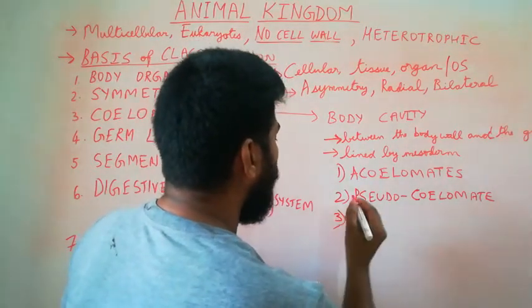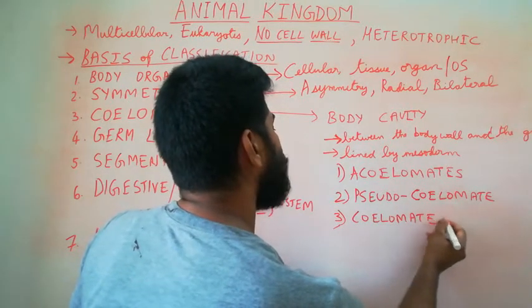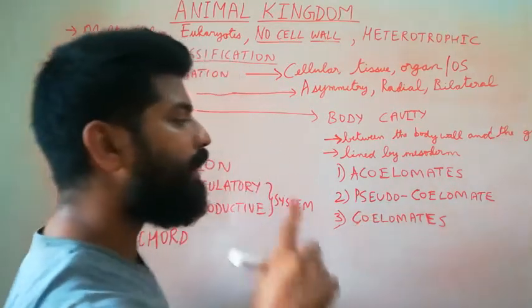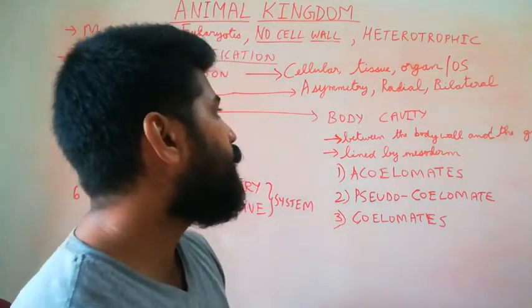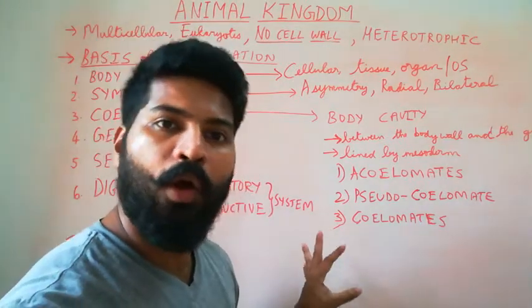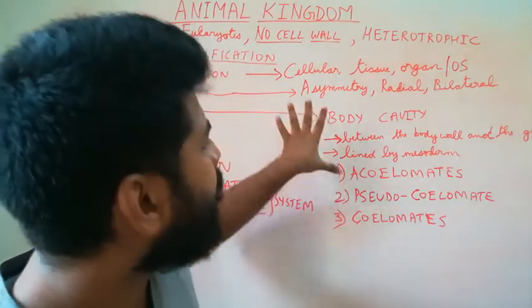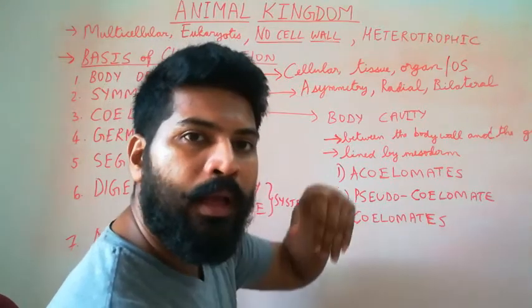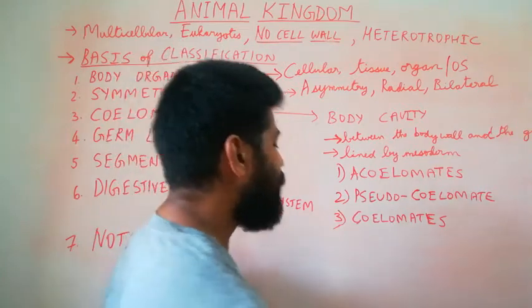Other than this, all the other animals exhibit a true coelom, as you can see in the diagram, wherein the body cavity is lined on the outside by a mesoderm. So we can say that coelom is mesodermal in origin. That way we can classify the animals based on their coelom: Acoelomates, pseudocoelomates and coelomates.